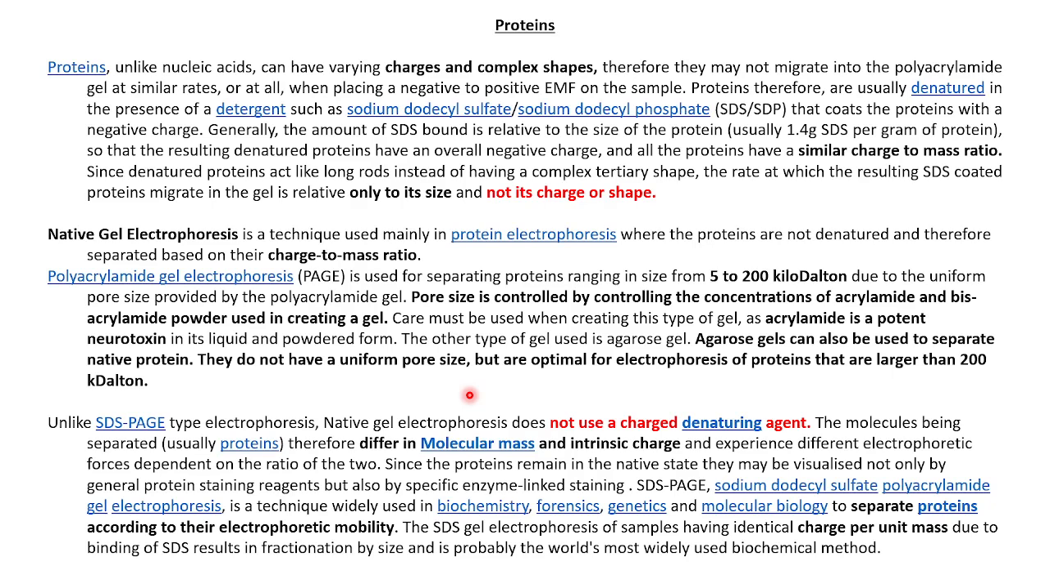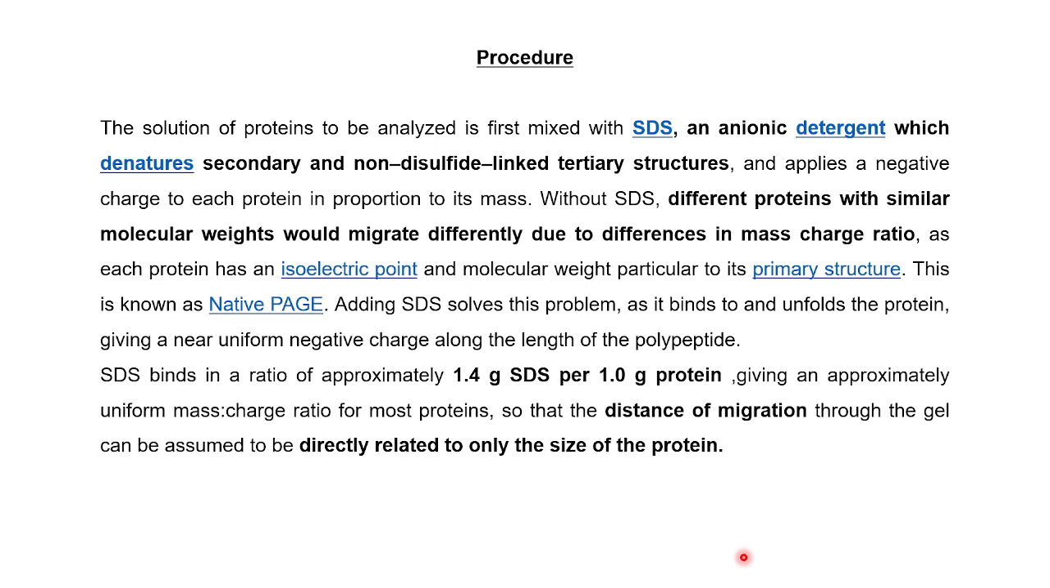The SDS page is usually used in different aspects of biochemistry, genetics, molecular biology, forensics, and so on. Having samples with identical charge per unit mass due to the binding of SDS results in fractionation by size, and is probably the most widely used biochemical method.